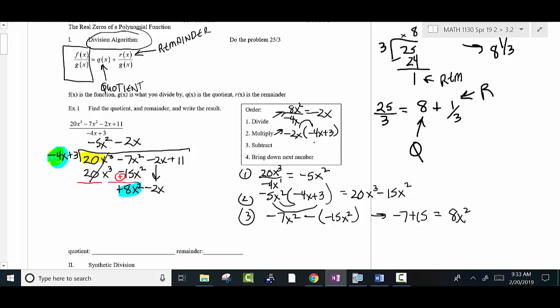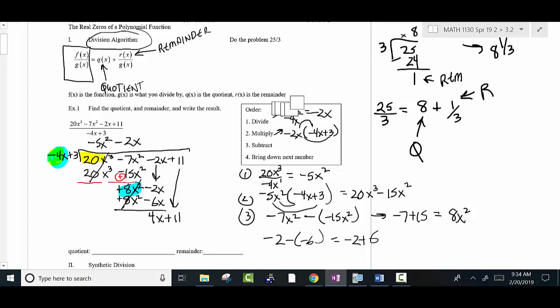So negative 2x times negative 4x is positive 8x squared. Negative 2x times 3 is negative 6x. See how the 8x squareds are the same? They always will be. If they're not, you're messing up. Now we subtract, and you can do this in your head. 8 minus 8 is gone. This one is really negative 2 minus negative 6. You're subtracting a negative, so it's negative 2 plus 6. So that would be 4x. Be very careful when you do that. Then you bring down the next number, like that. That takes you through 2 loops of the problem.